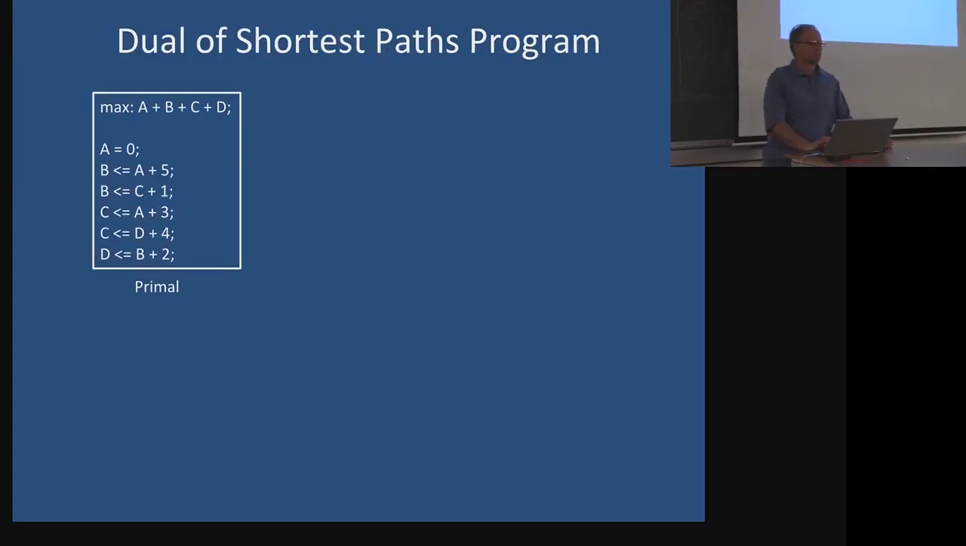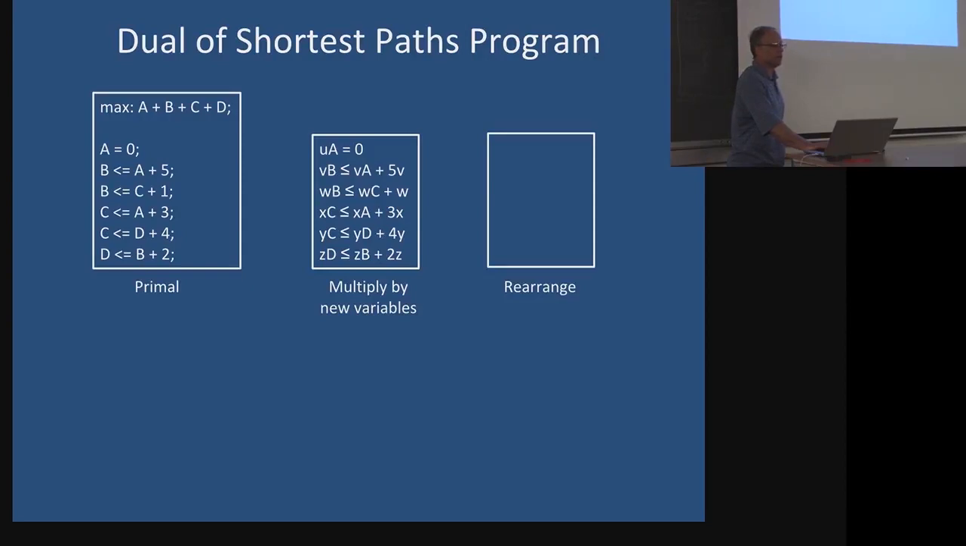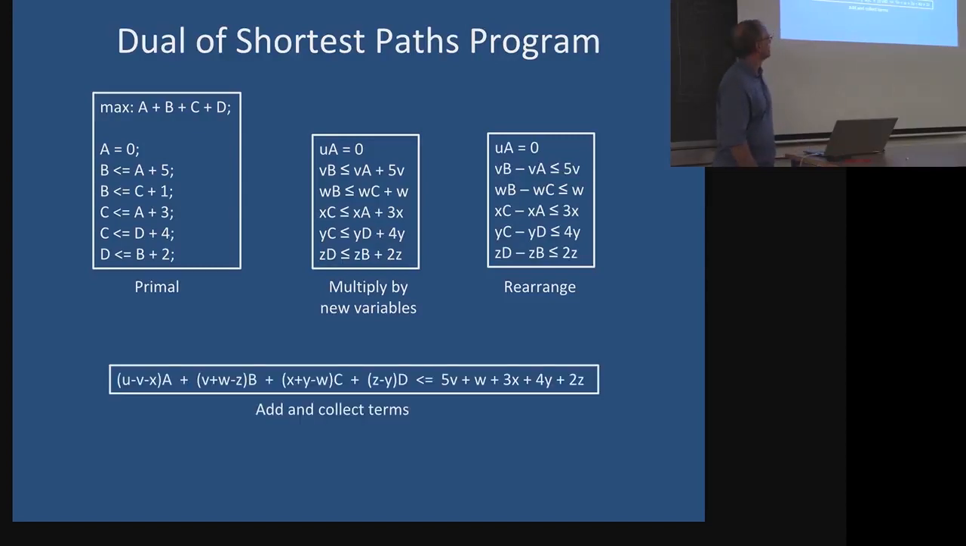Now, let's look at the dual of the shortest path program. So that duality theorem tells us there will be a dual to this that's a minimization problem. Okay? So I'm going to multiply each of those constraints by a variable before we add them up: U, V, W, X, Y, Z. All right, that's how you compute the dual. You start by multiplying each constraint by a variable, and then adding them up and rearranging. So here I'm just rearranging. Add and collect terms, and we get that. You get this is less than or equal to that. Okay? And then where does our program come from?